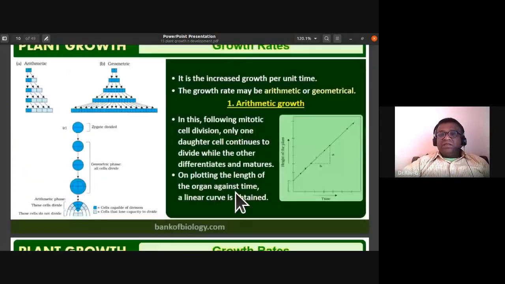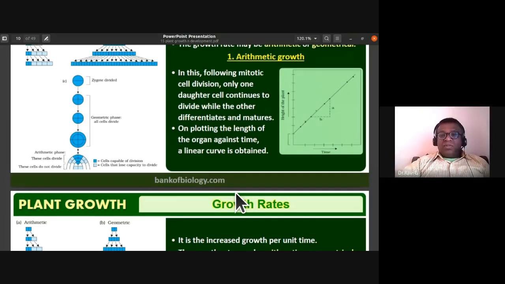So growth is increased growth per unit time. The growth may be arithmetical or geometrical. The arithmetic growth we have already discussed. So it will be a linear curve. Only one cell will continue to undergo cell division while the other cells differentiate and mature.